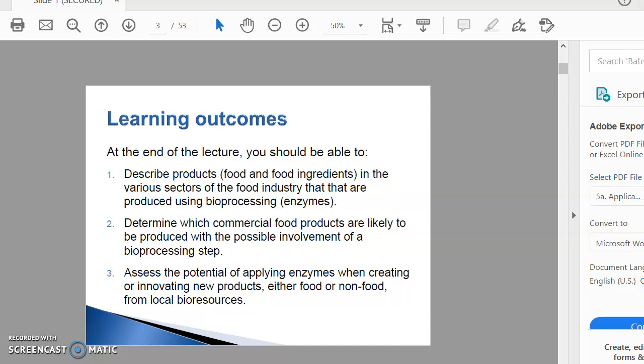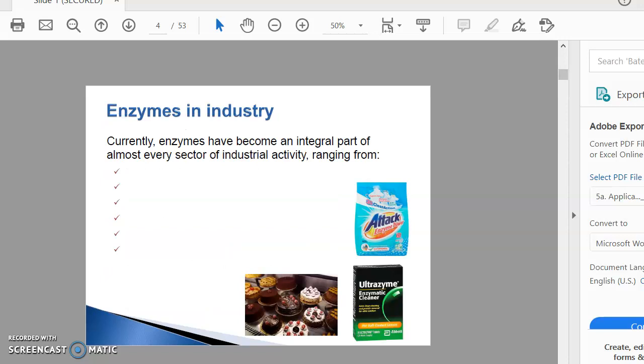And the third one is the highest learning outcome, which is the ability to solve the problem. For example, if I give you one type of enzyme, how are you going to use the enzyme to improve the products or the food, or produce a new food product? Enzymes in industry are actually used quite widely.